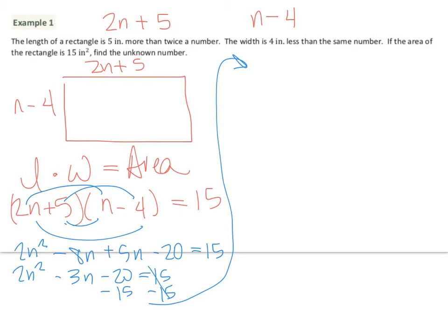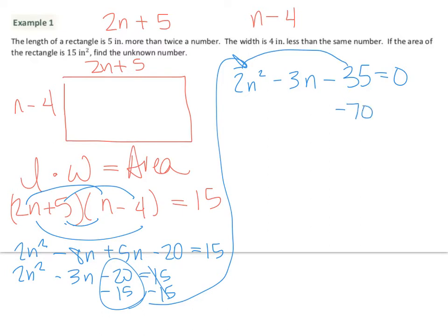Continue the problem over here. I have 2n squared minus 3n. I have a negative 20 and a negative 15 is a negative 35 equals 0. Now I need to factor it. Okay, what is a times c? Negative 70. I need 2 things that multiply to 70 and add to negative 3. No clue.